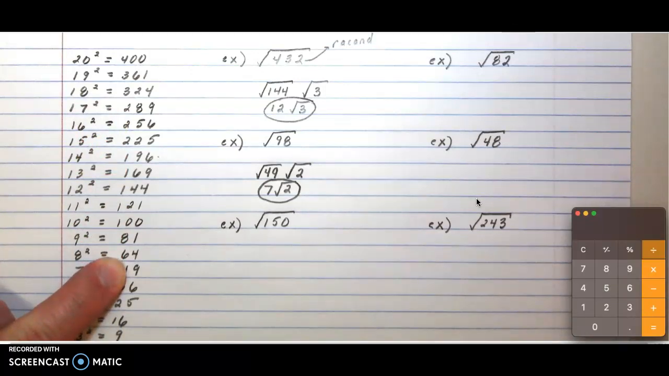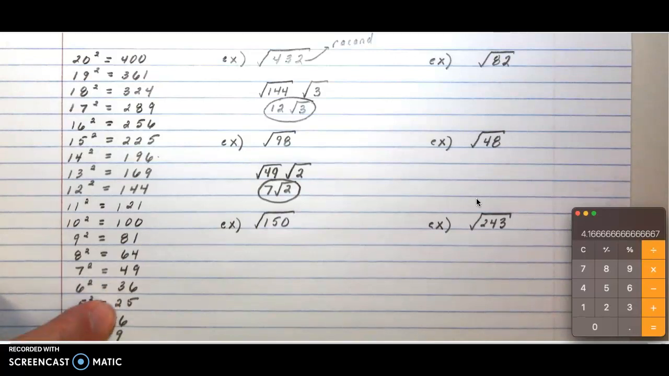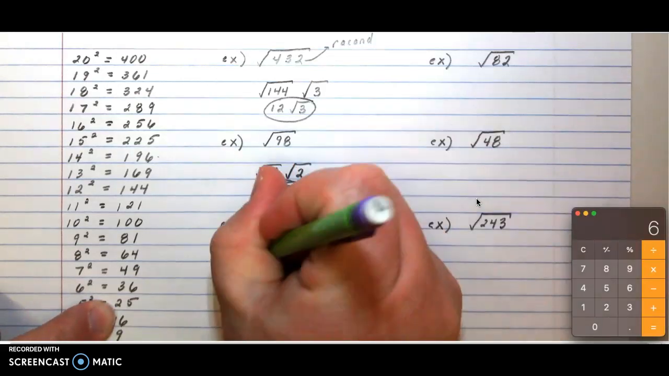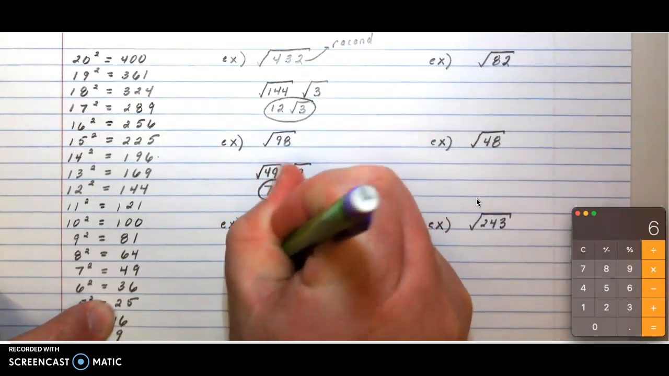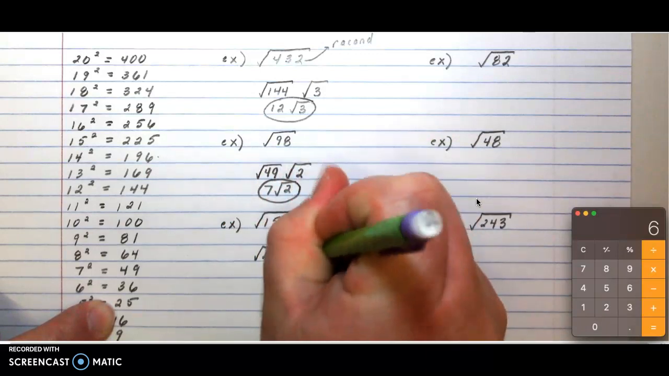So 150 divided by 64, that doesn't go in evenly. 150 divided by 49, nope. 150 divided by 36, nope. 150 divided by 25, there we go, it goes 6 times. So we're going to write this as root 25 root 6.